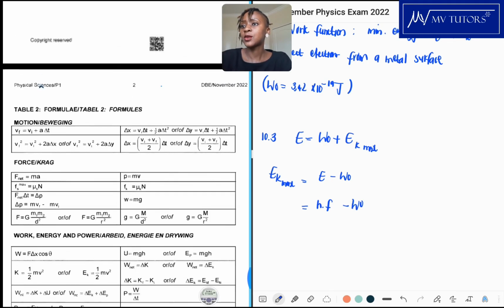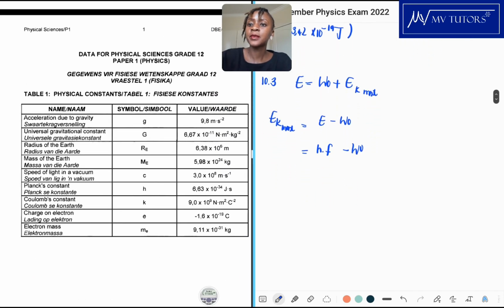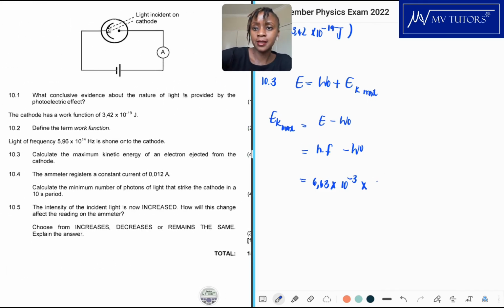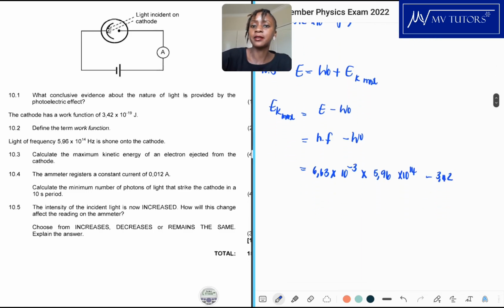All right. So if you don't know where to get Planck's constant, it is in the physical constants table. So Planck's constant is 6,63 times 10 to the power negative 34. And the frequency was also given to us as 5,96 times 10 to the power 14. And the work function was also given to us. We wrote it down actually. 3,42 times 10 to the power negative 19.